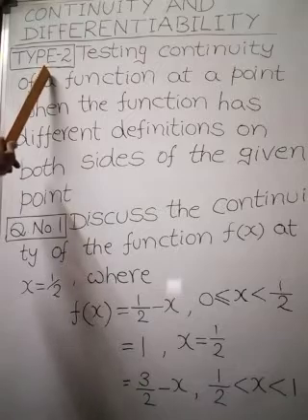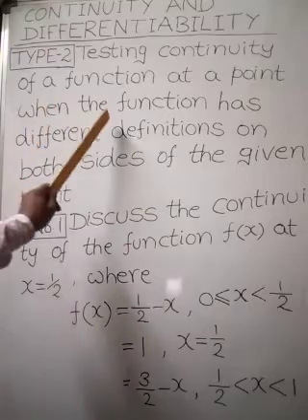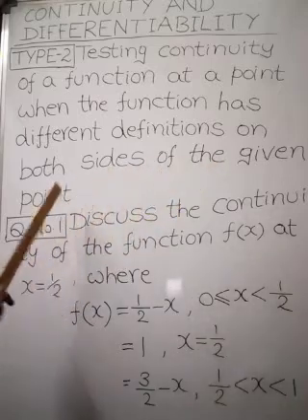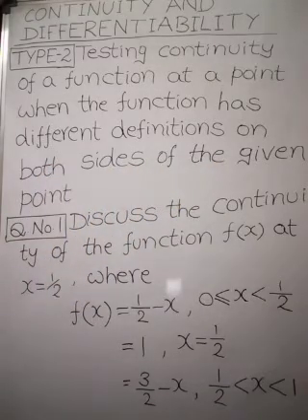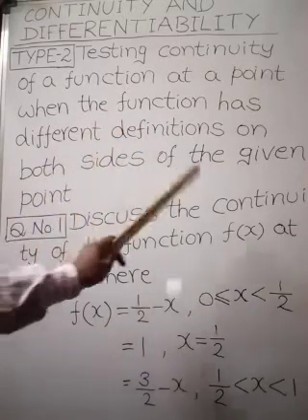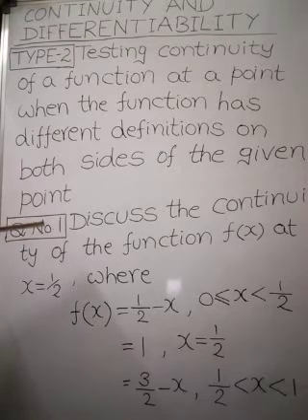The sums on testing continuity of a function at a point when the function has different definitions on both sides of the given point. Sometimes the function is defined in two different ways on both sides of the given point. In that case, we have to discuss the continuity of the given function at that particular point. Now, to understand this type of questions, let us take an example.